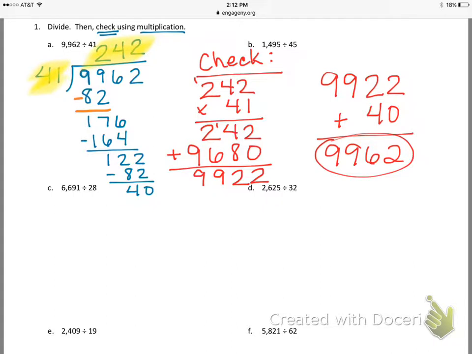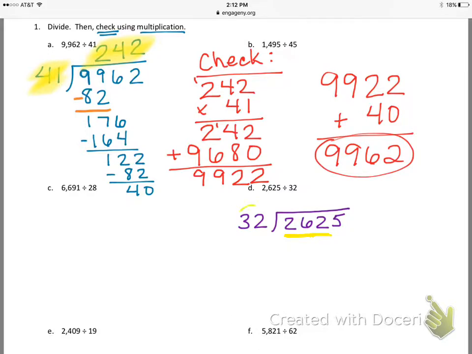So the next problem I asked you to do is D. When you set it up, it looks like this. I pay attention to the place value, and I see if it will first of all go into the very first digit, which happens to be the thousands place. 32 does not go into 2, so I extend my search further. Does it go into 26? Nope. 32 is still bigger than 26. It's not going to go in there. So I have to go all the way to 262.